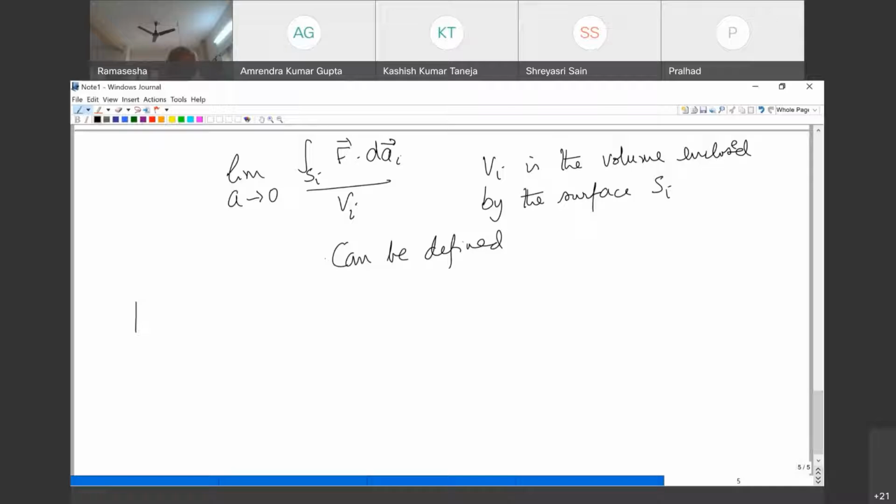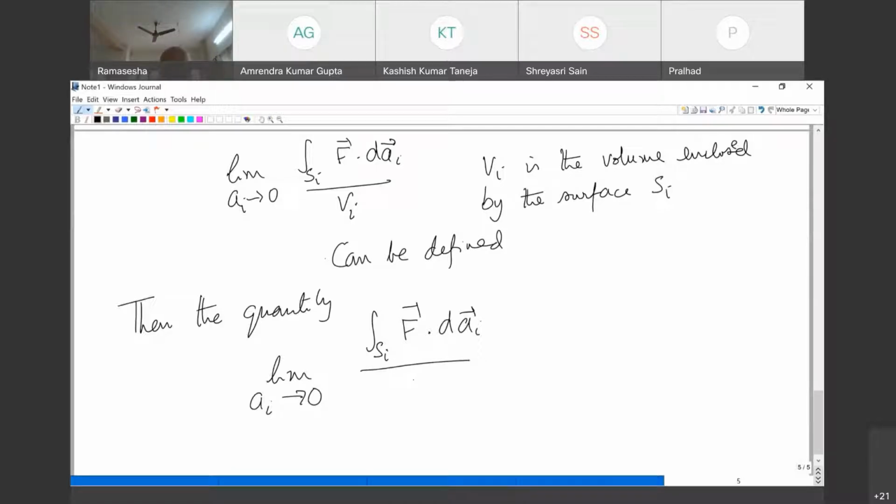Then the quantity, limit ΔAi tending to 0, of the integral of F dot dAi divided by Vi is called the divergence of F.